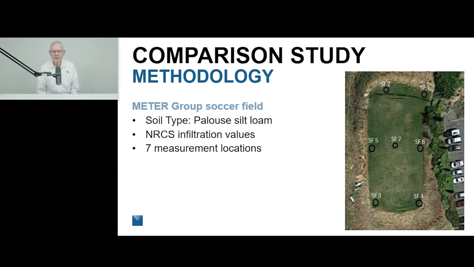I'd like to end by showing some data we collected in a comparison study we did here at Meter on our soccer field. Here's an aerial shot of the field with the locations of the measurements marked on the photograph. We made measurements at each corner and at locations across the middle of the field. We call this Palouse silt loam, but it's highly disturbed. Soccer field is near our main building, and all the soil around the buildings was highly disturbed by excavation and backfill, and that affected the readings we get.